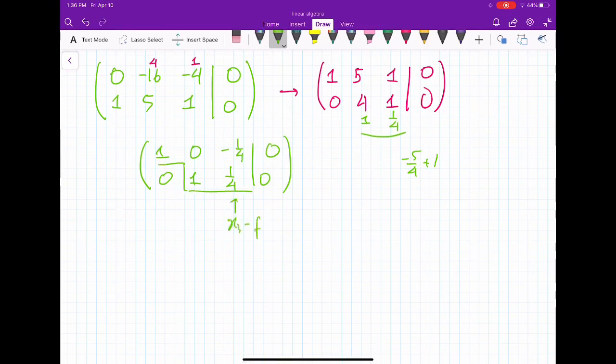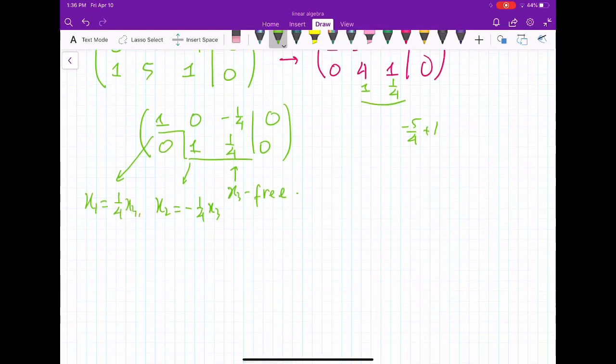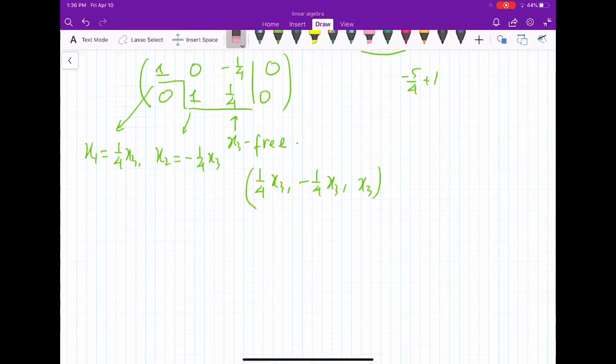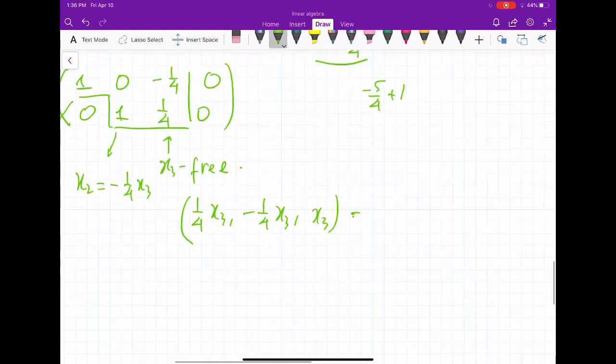Okay, from here I can see x3 again is free, right? And x2 equal to -1/4 x3, and x1 equal to 1/4 x3. So I have the following solution: 1/4 x3, -1/4 x3, and x3. Okay, I can take x3 over 4 out, and I have 1, -1, and 4. This is my second column of matrix P.